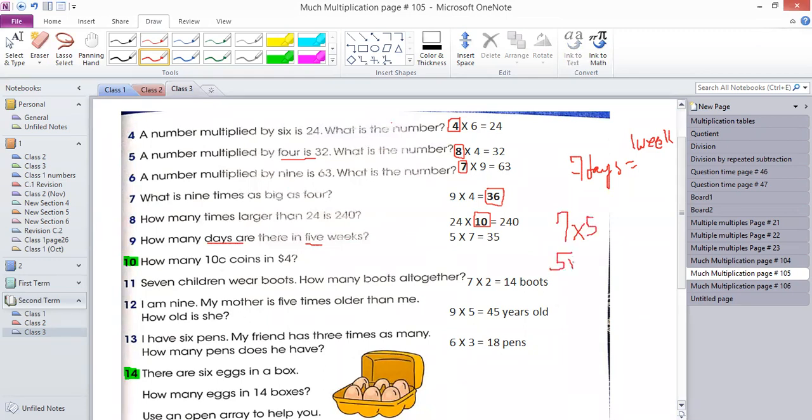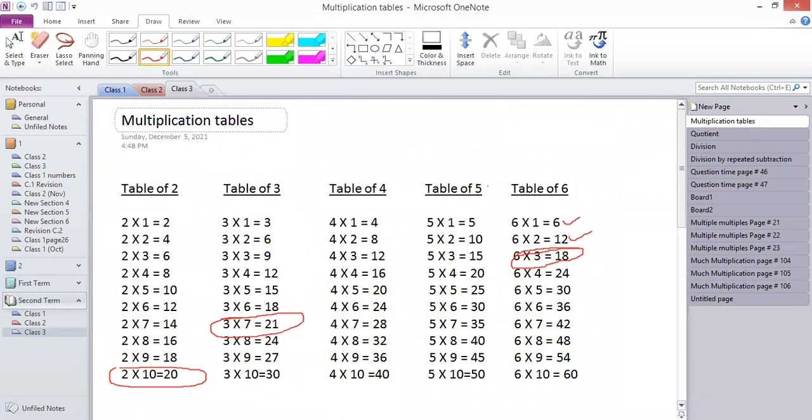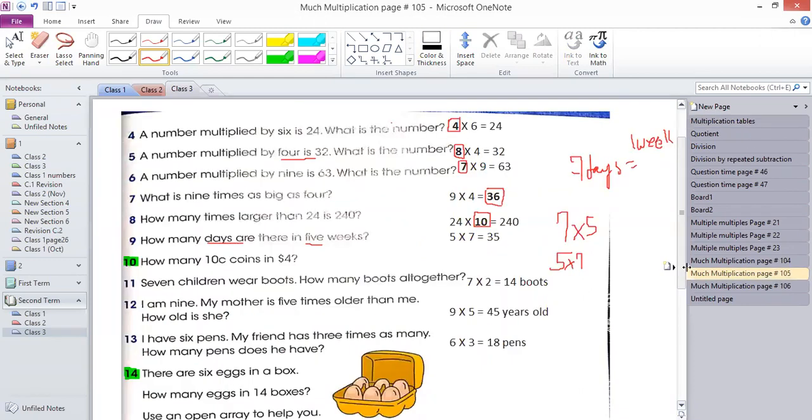Both are the same. So you can check the table of 5, 7 times. 5 ones are 5, 5 twos are 10, 5 threes are 15, 5 fours are 20, 5 fives are 25, 5 sixes are 30, and 5 sevens are 35. So 35 is the answer. There are 35 days in 5 weeks. Question number 10, we skipped yesterday because we will complete question number 10 in the notebook.